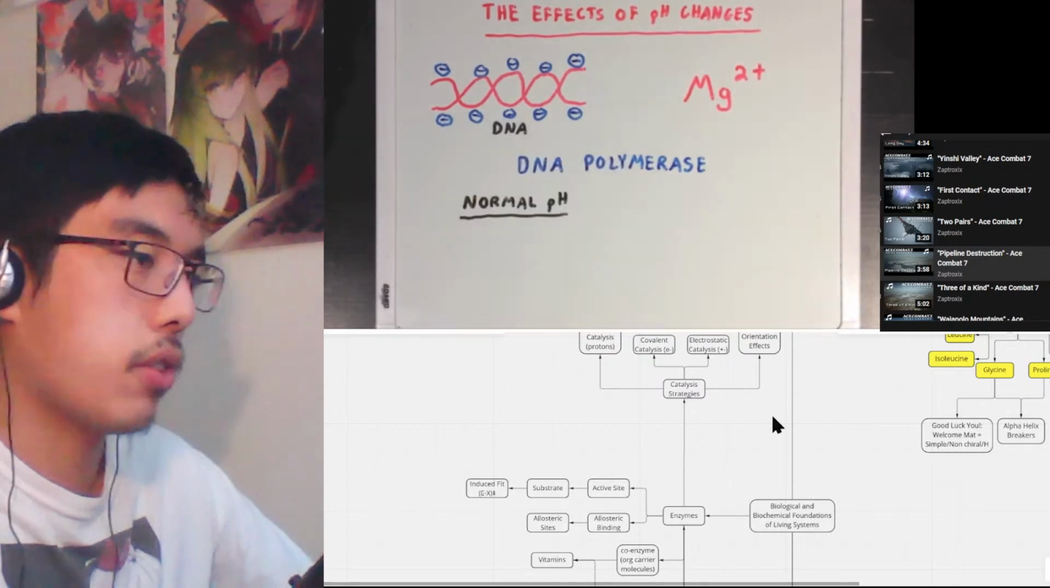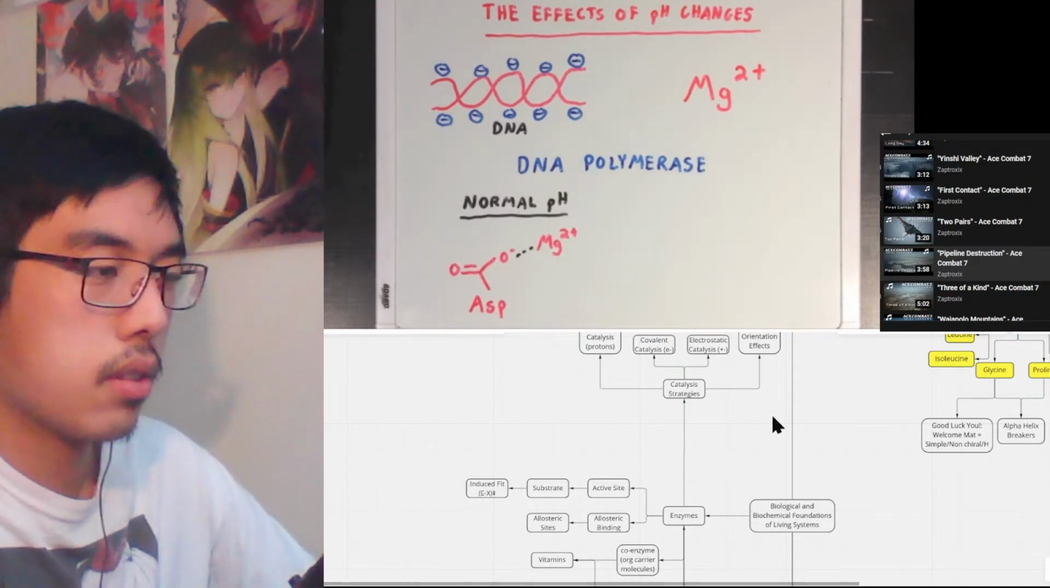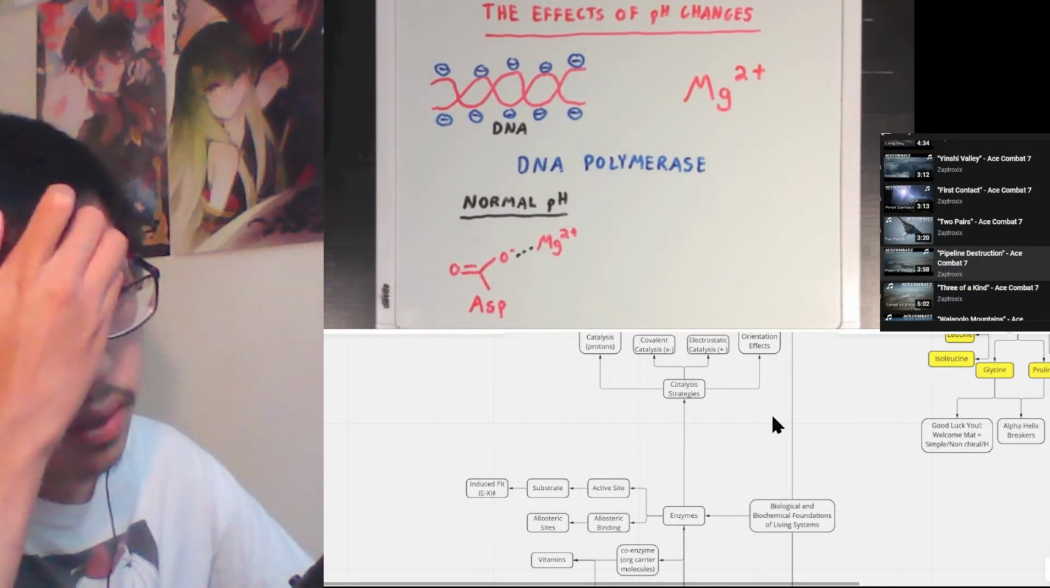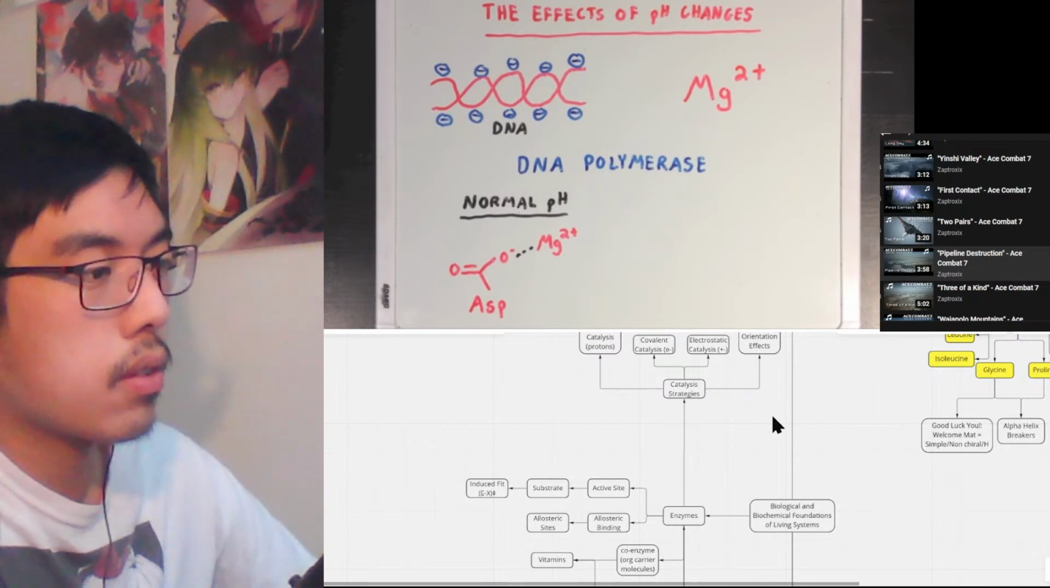Now, under normal pH conditions, DNA polymerase will hold on to that magnesium ion through an electrostatic interaction between magnesium and one of its aspartate residues, which would be deprotonated and thus negatively charged at neutral pH values.